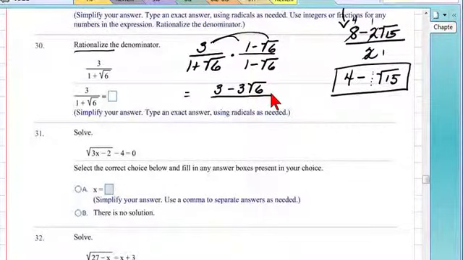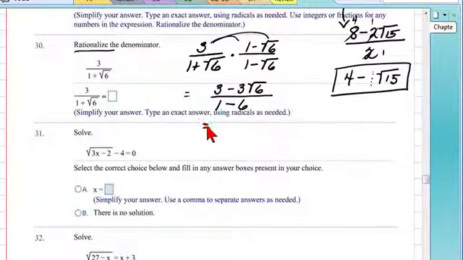Multiplying the conjugates is supposed to be pretty easy. Thinking about FOIL, product of the first, 1 times 1 is 1. Because it's a sum and difference, you don't worry about outers and inners. Product of the last, positive times a negative gives me a negative. What is the square root of 6 times the square root of 6? It's 6.